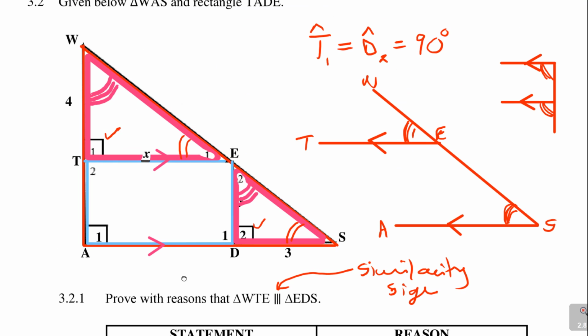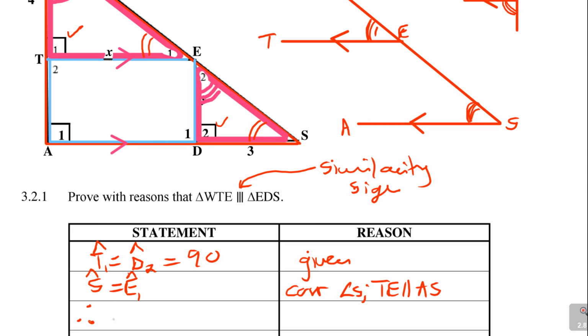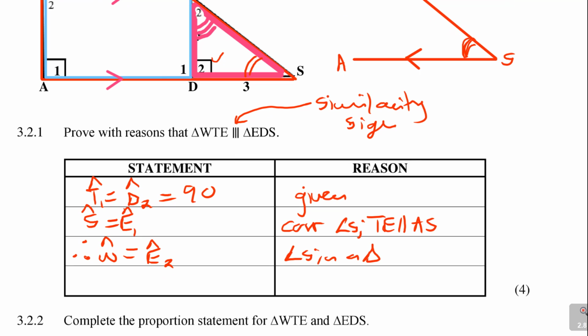Is it W only? Yes, angle W is equal to angle E2. What is it? Remember, angles in a triangle, so these are the sum of angles in a triangle. And then you can conclude and say therefore triangle WTE is similar to triangle EDS.